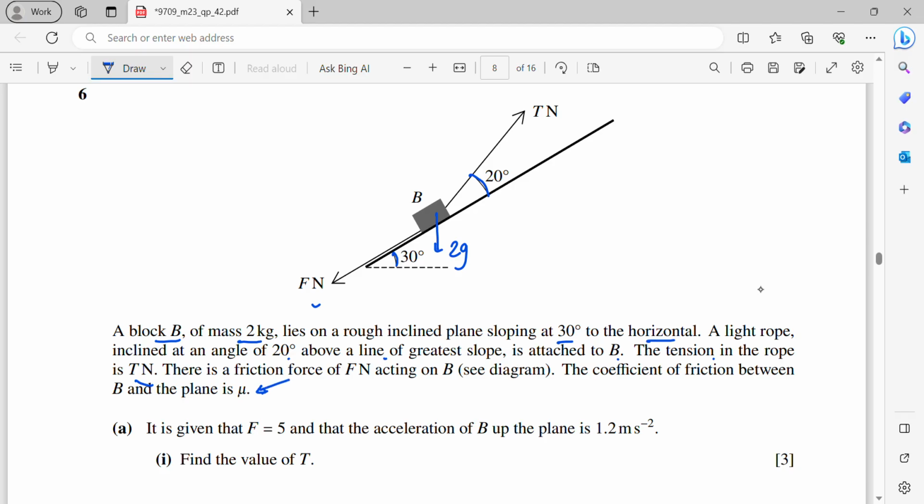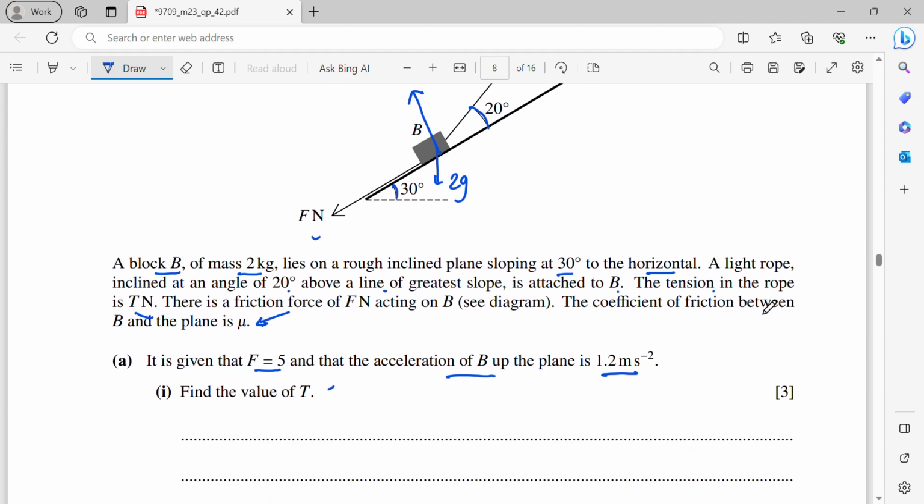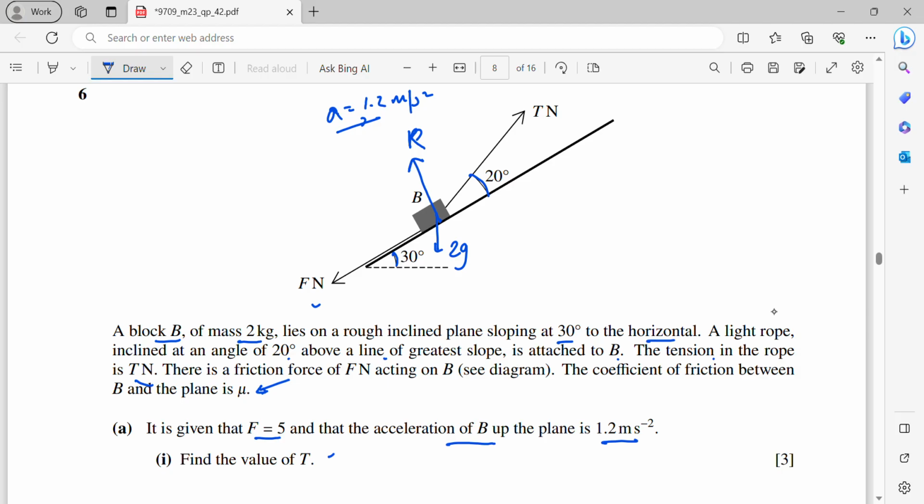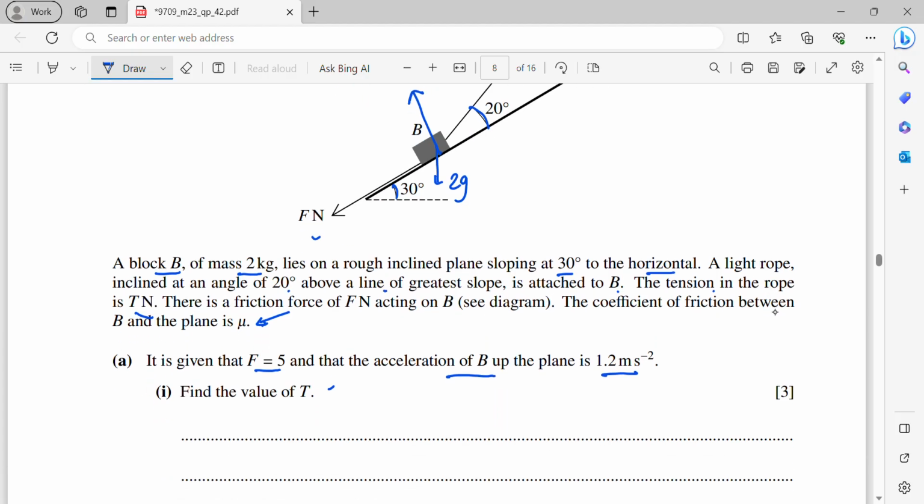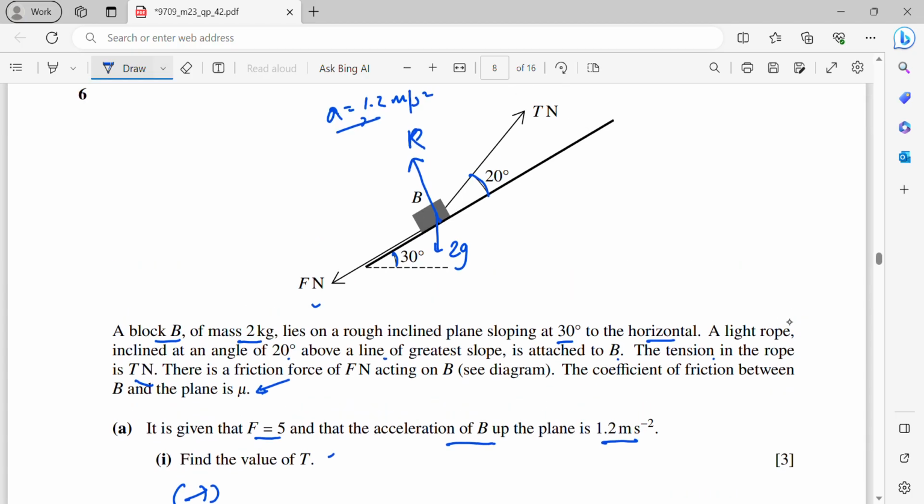Now, from here, we need to get the R, which is the normal reaction. Now, it's given that F equals 5. Then the acceleration of B up the plane is 1.2. So here going up is 1.2 meters per second squared. That is our acceleration. Find the value of T. So for this case, I need to resolve along the plane. So I resolve the forces along the plane. I resolve the T and then resolve this 2G.